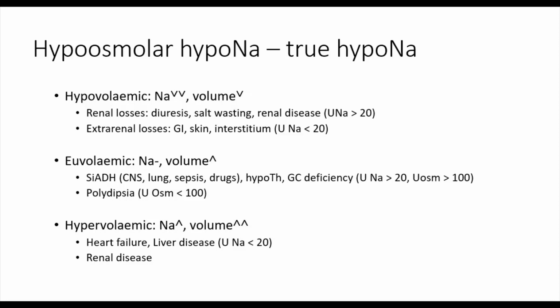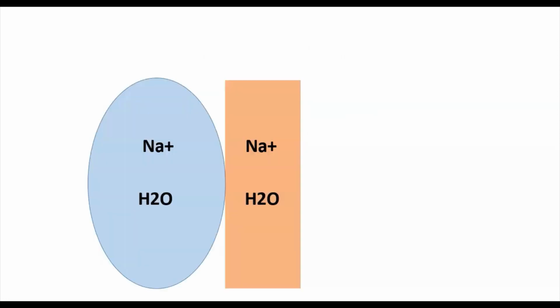Before we finish, I just want to make an important point that when you're treating hyponatremia, particularly if it is chronic hyponatremia, you want to ensure that you don't correct the sodium too quickly, because this increases the risk of pontine osmotic demyelination syndrome.